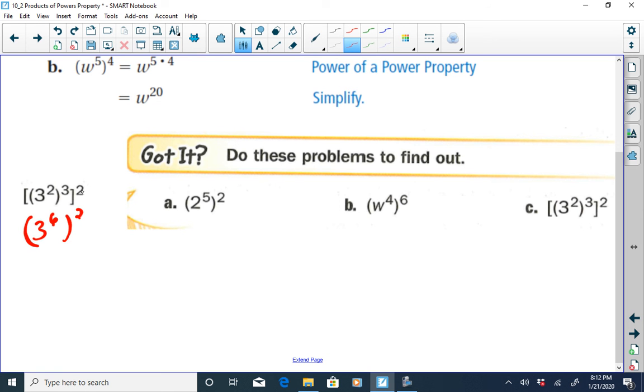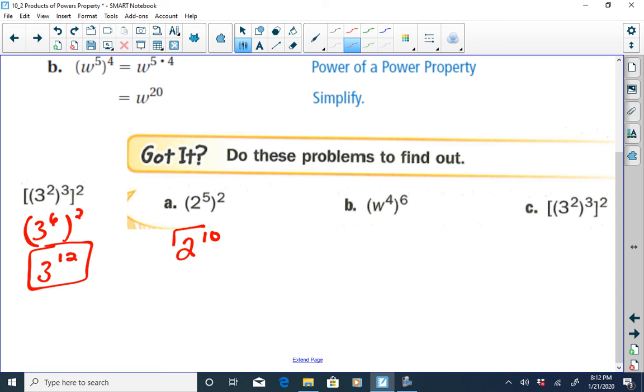But I'm raising that to the 2nd power here, so we'd have to multiply those exponents. 6 times 2 is 12, that's going to be 3 to the 12th power. All right. Simply put, we multiply 2 times 3 is 6, 6 times 2 is 12, and we get 3 to the 12th power.